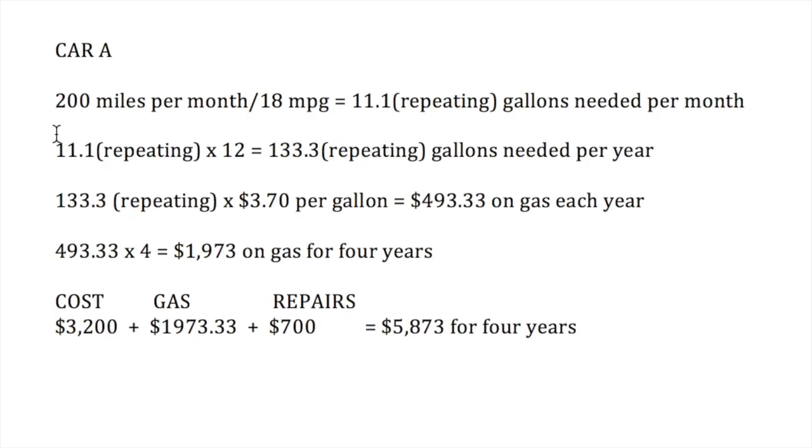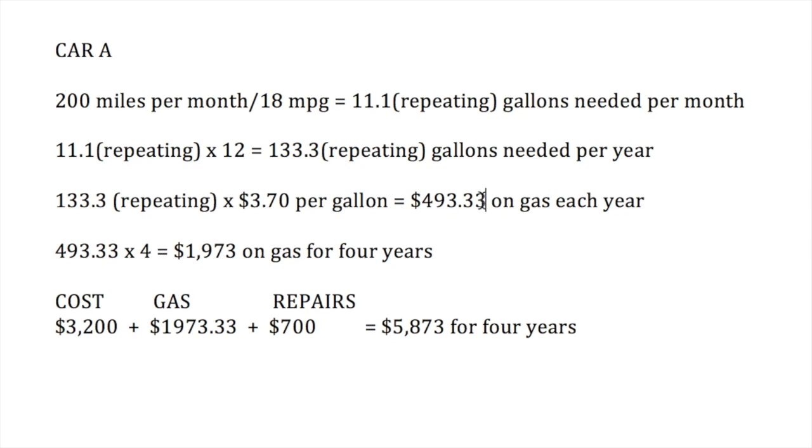Let's look at car A. Tony says he will drive it 200 miles per month. If we divide the miles per month by how many miles per gallon, which is 18, he will get 11.1, repeating, gallons needed every month. So 11.1111111 gallons times 12 months in a year means he will need 133.333333 gallons every year.